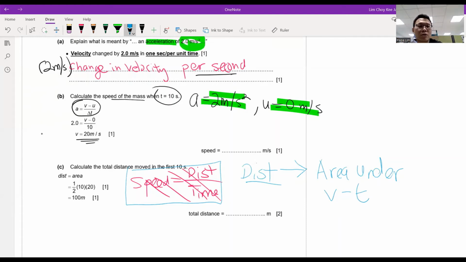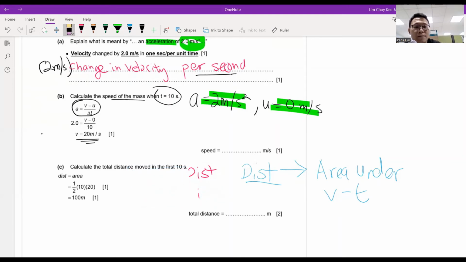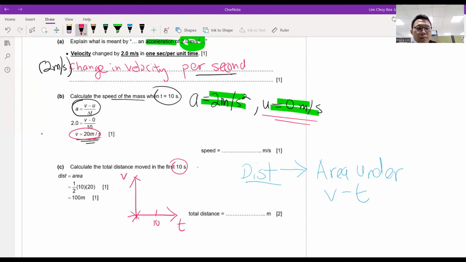So for this particular question, if you want to find the speed at 10 seconds, the first thing you need is the speed time graph. You need to get your own speed time graph based on the information. Initially the object is at rest, so the first point you know is time 0, where the velocity is 0. And you know that at time 10 seconds, based on the question, the speed is 20 meters per second, which is this particular point.